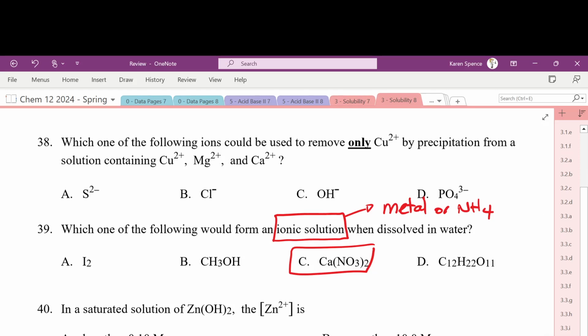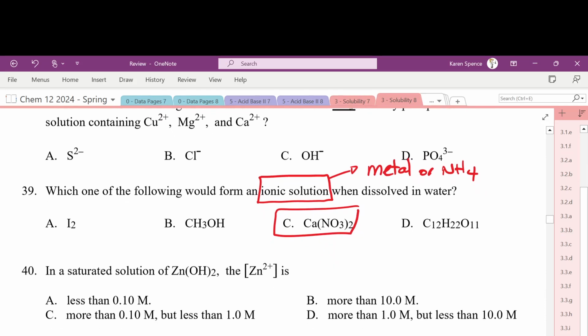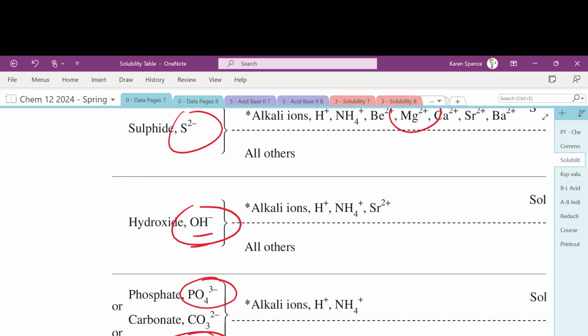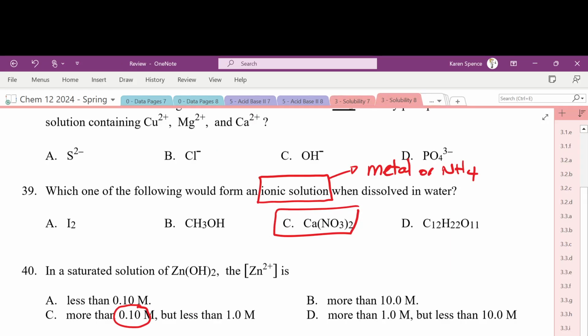40? Yep. So you know what? This number here, 0.01, do you remember why that number is special? It's the one that decides whether things are soluble or not. So let's go find out. Zinc hydroxide is low solubility. So it has to be less than 0.1 molar.